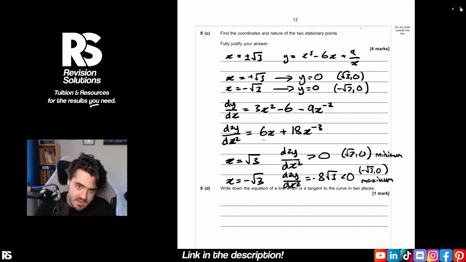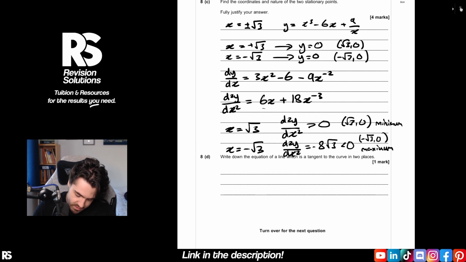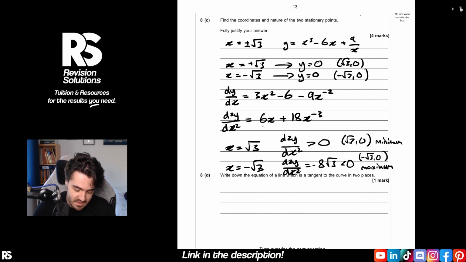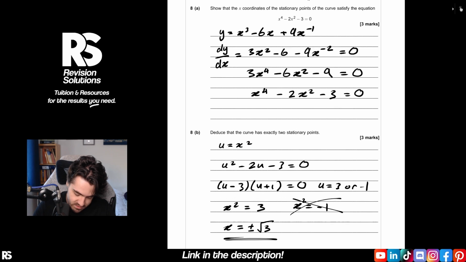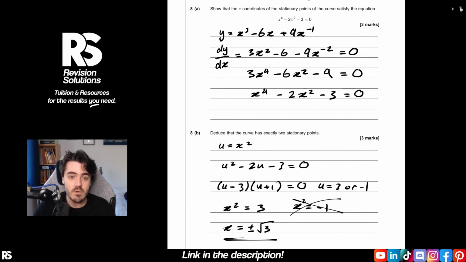Then the next part says, can we write down the equation of a line which is a tangent to the curve in two places? So another way of saying that, there must be points on this curve where the gradient is the same in two places. And actually that's the stationary points we've already worked out. The gradient at our two stationary points is 0 in both places. That's what makes it a stationary point.